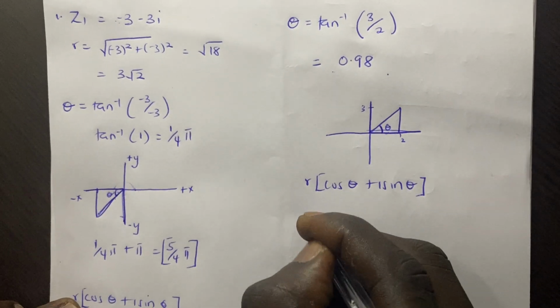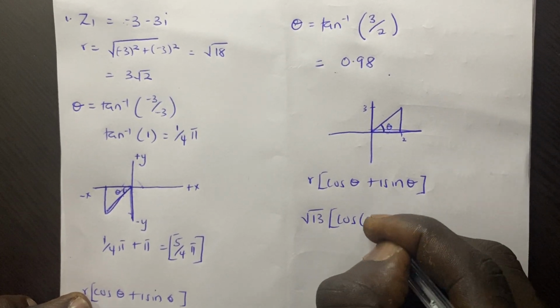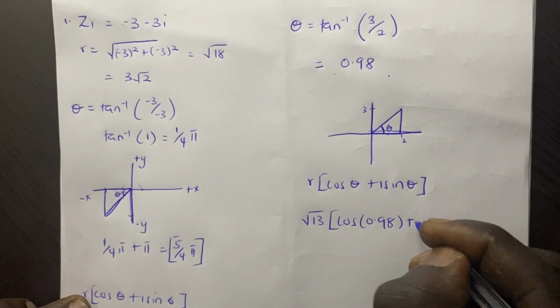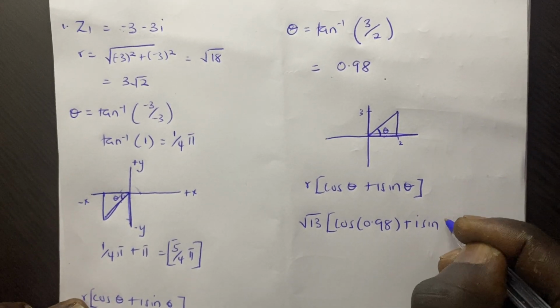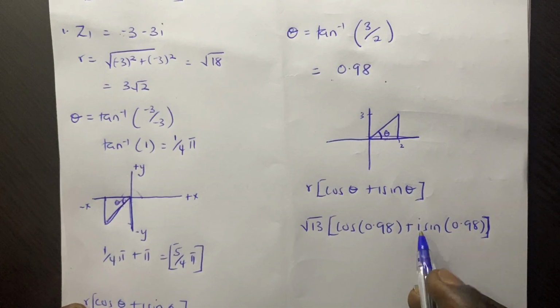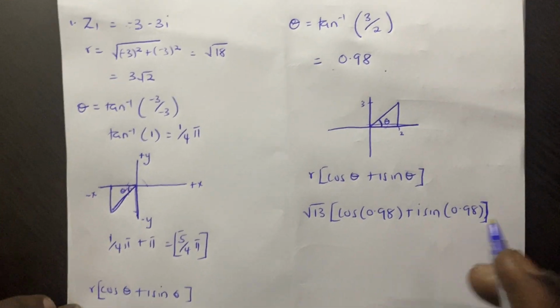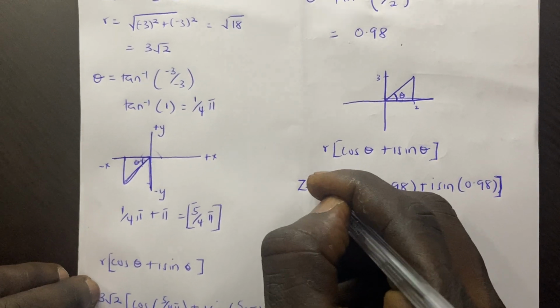So we know that our r is root of 13, cos of 0.98 plus i sin 0.98. The i here also is indicating that this part is the imaginary part of the complex number. All right, so Z2 is this.